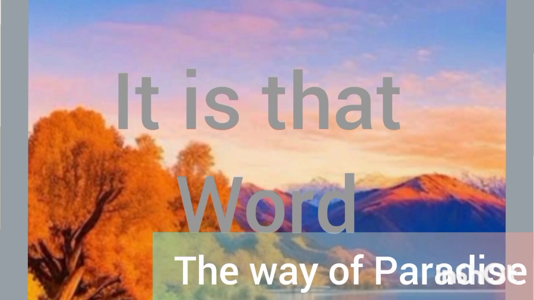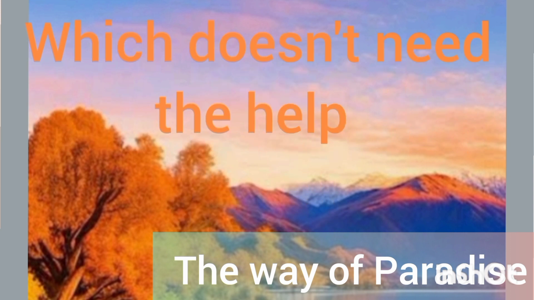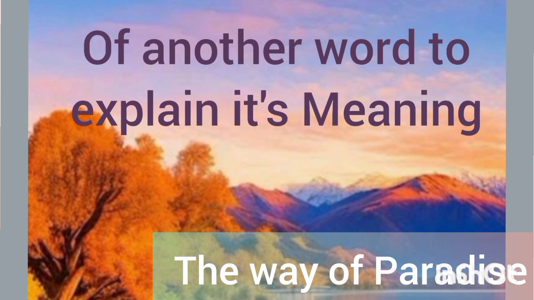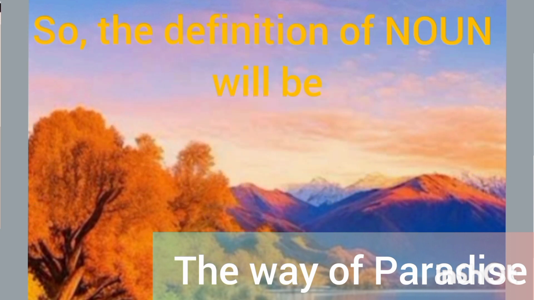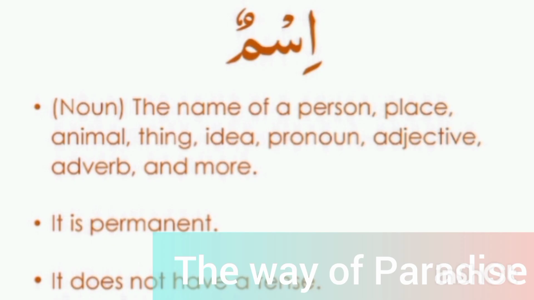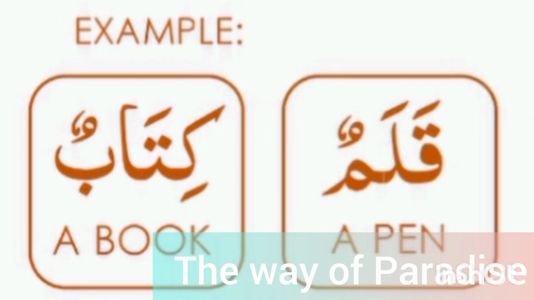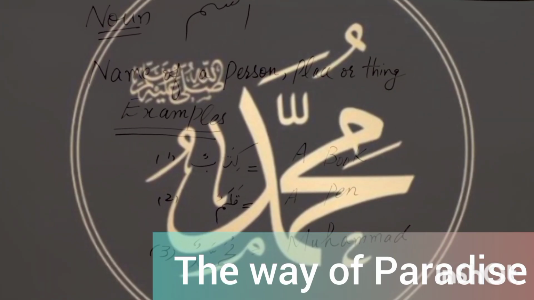Ism is that word which doesn't need the help of another word to explain its meaning. So the definition of ism or noun will be the name of a person, place or a thing. Noun is permanent, it doesn't have a tense, past, present or future. So the examples of noun will be in Arabic kitabun, a book; qalamun, a pen; Muhammadun, Muhammad.